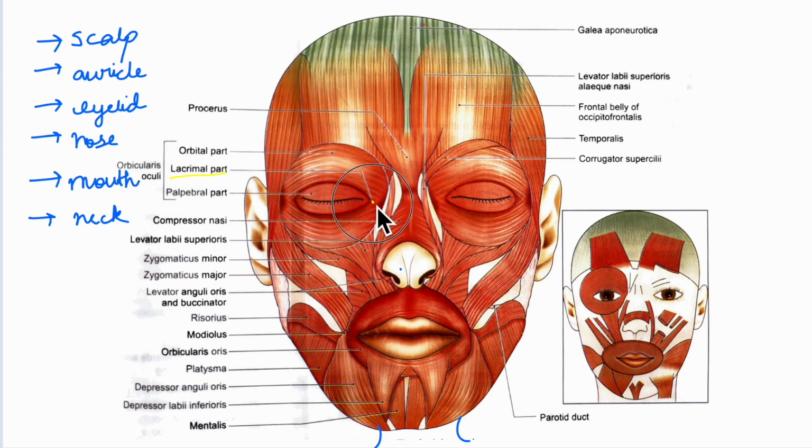Next, let's look at the lacrimal part of the orbicularis oculi muscle. It originates from the lacrimal fascia and the posterior lacrimal crest. It passes laterally in front of the tarsal plates of the eyelids and inserts into the lateral palpebral raphe, as we had learnt earlier. Now, the action of this part is that it dilates the lacrimal sac for sucking of lacrimal fluid into the sac.